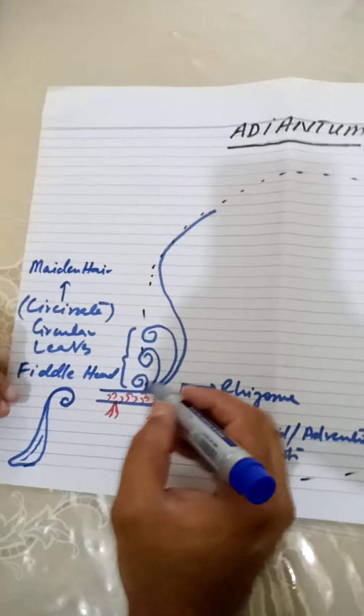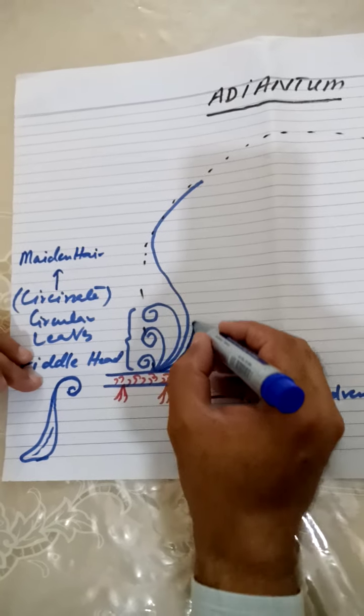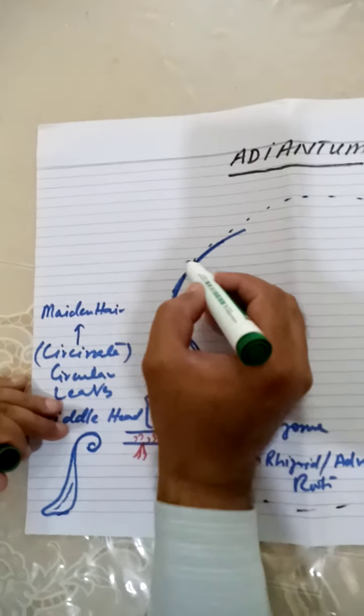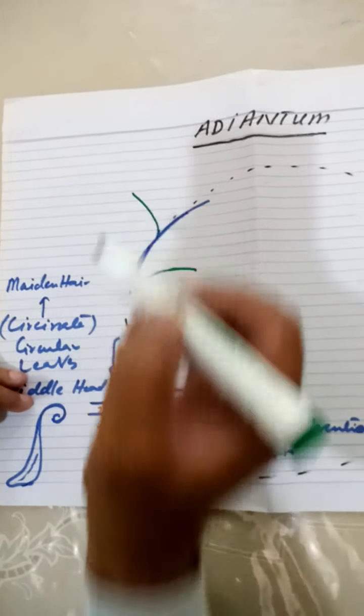The differentiated stem is like this type, and there is a first order, the first branch, which is called the stipe, the stalk. That is the first order. The second order is basically the petiole. That is the second order.